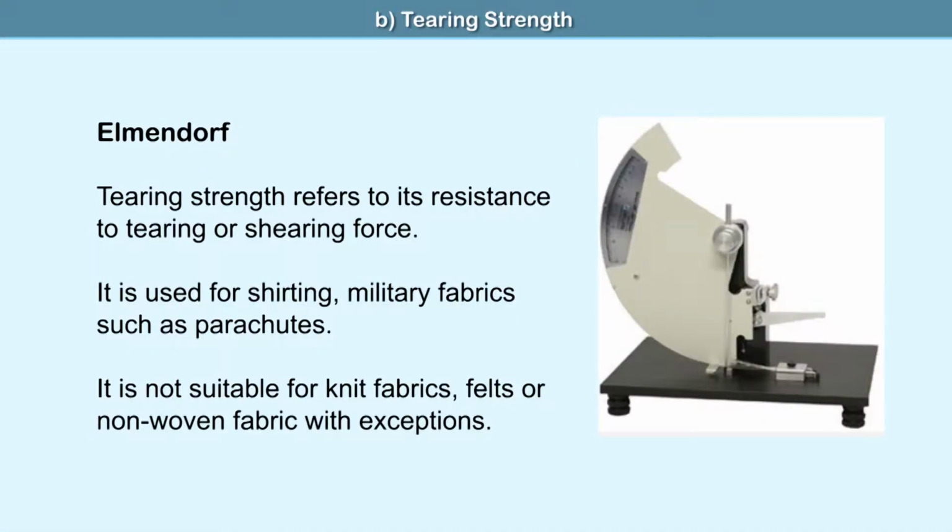Tearing strength. Tearing strength is tested by the instrument Elmendorf. It refers to the resistance to tearing or shearing force. It is used for shirting and military fabrics such as parachutes. It is not suitable for knit fabrics, felts, or non-woven fabric, with exceptions.